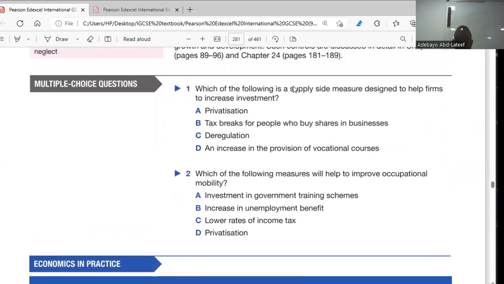So go to the question now. It said, which of the following is a supply side measure designed to help firms to increase investment? The tax breaks for people who buy shares in business. Yes, that's the answer. Is it clear or not?